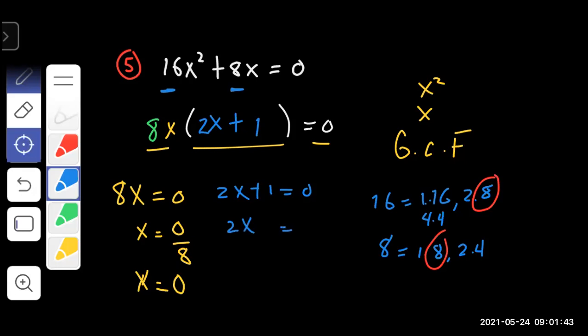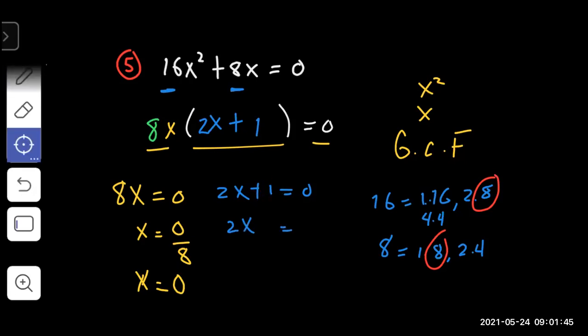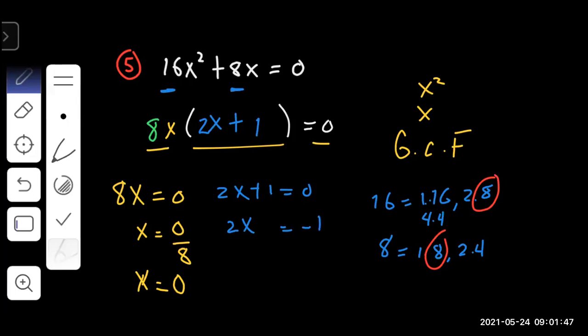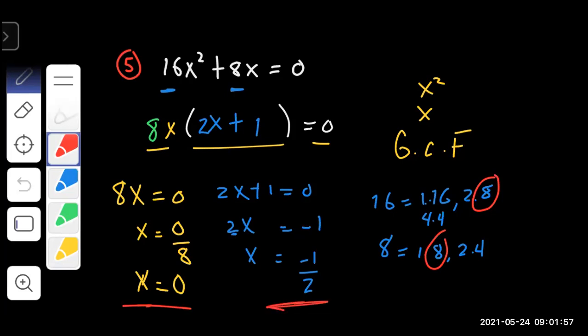2x, okay? This positive 1, guys, is bothering me. The other side is -1. X is not alone yet. These two on the other side are going to be divided. 1/2 negative. And these are the solutions.